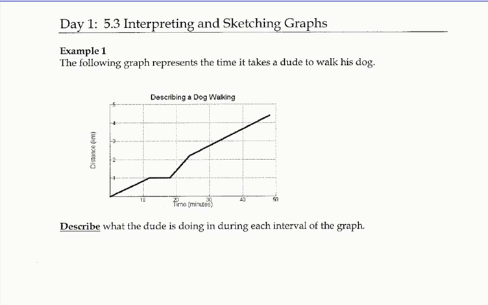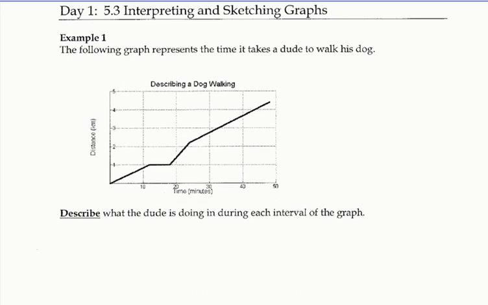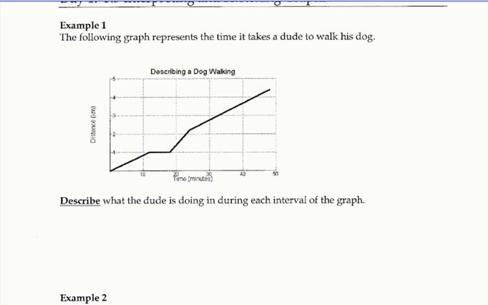So let's talk about today's lesson. We're going to start off with just interpreting and sketching graphs. So it's 5.3. I put that first just because it's a little bit easier than the other lessons. So here's our graph, and it's describing a dog walking. It says describe what the dude is doing during each interval of the graph.